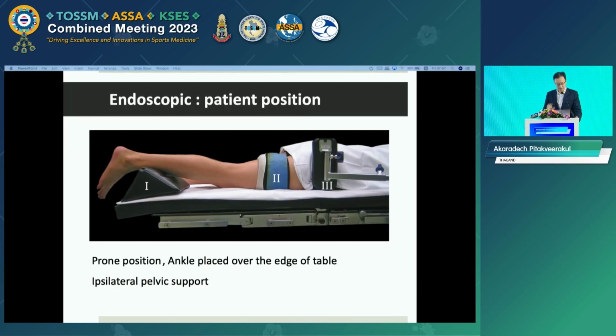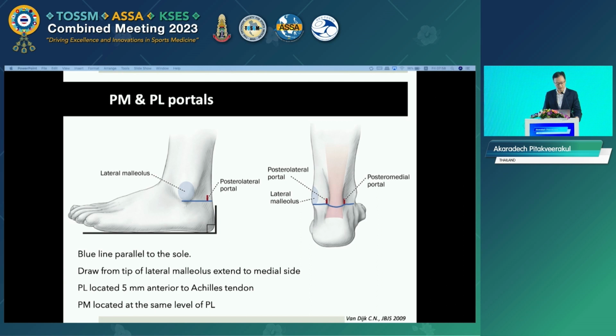Start with the patient position. The prone position is most common. The ankle is placed over the edge of the table with a lateral pelvic support. For the portals, we start with the PL portal first. The landmark is the tip of the lateral malleolus. Draw a line parallel with the sole and draw straight to the Achilles tendon. The PL portal is located about 5 mm anterior to the Achilles tendon. The PM portal is also located at the same level as the PL.